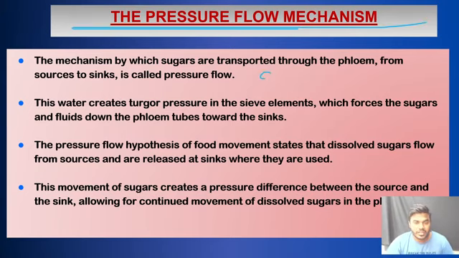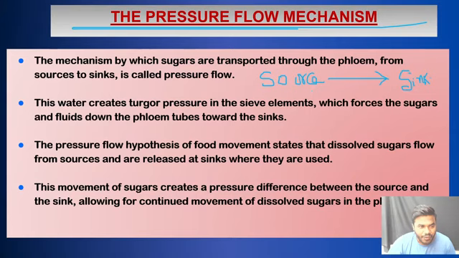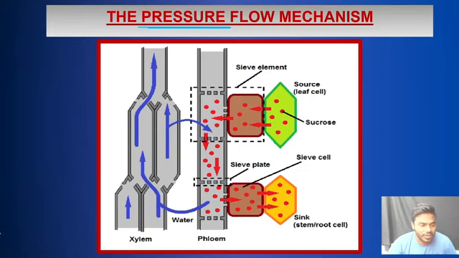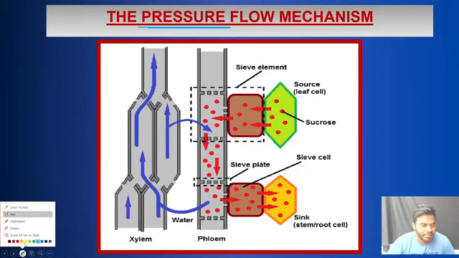In a simple way, friends, the sugars start moving from the source to the sink. Once again, listen. Sugars are moving from the source to the sink via pressure. That's why we call it the pressure flow mechanism. It was explained by a plant physiologist called Ernst Munch. That's why we can also call it the Munch hypothesis or bulk flow hypothesis. All the names are the same. Now let me explain it elaborately. Pay utmost attention.